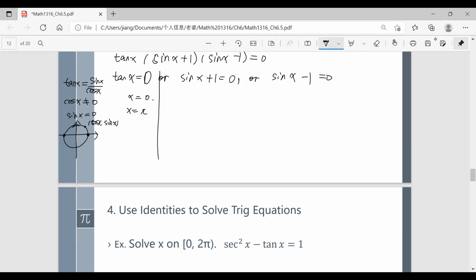How about this? So sine x plus 1 equals 0. That's sine x equals -1. And on the unit circle, sine is the y's value. Y equals -1. So the point is here. From initial to terminal here is 3 pi over 2. So x equals 3 pi over 2.